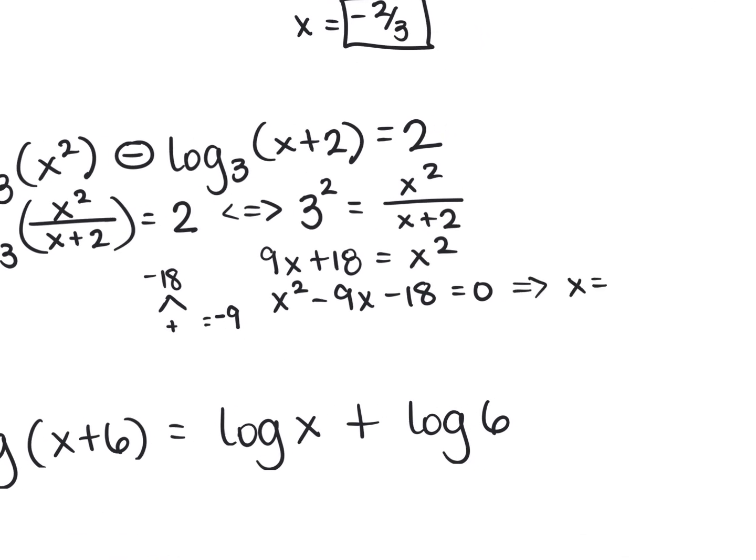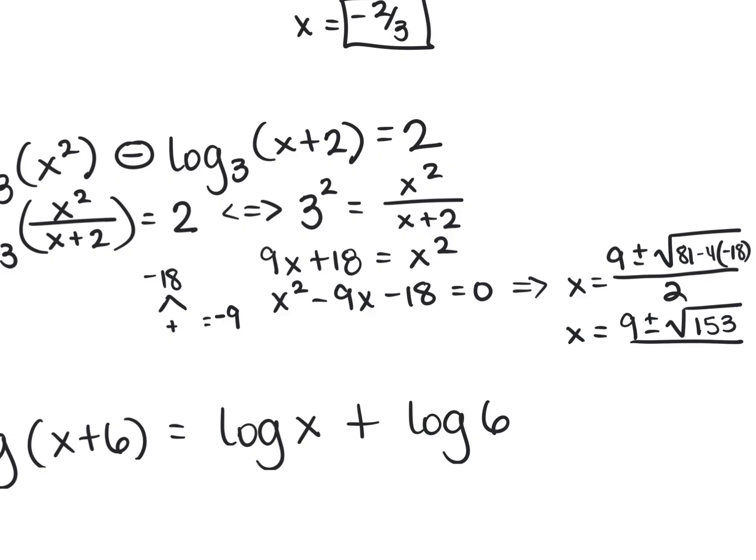So we get x is equal to negative b, which is 9, plus or minus the square root of 9 squared, which is 81, minus 4 times 1 times negative 18. And then we're going to divide that by 2 times a, which is 2. As we calculate underneath the radical, we're going to have 9 plus or minus the square root. So we're going to have 81, and then we're going to add 4 times 18 to that, and we end up with 153. And we're going to divide that by 2.